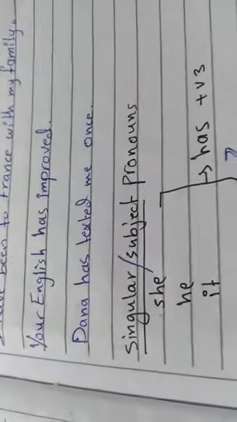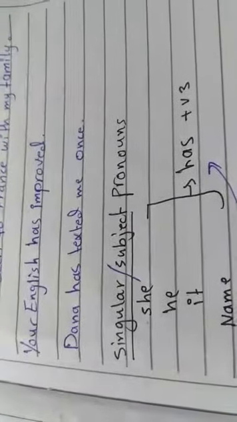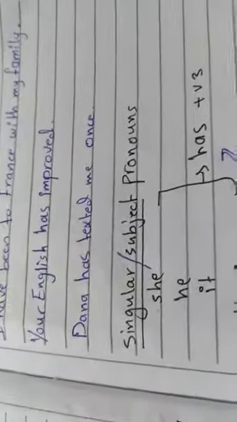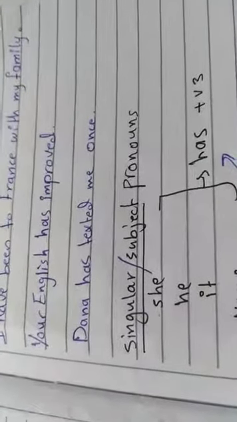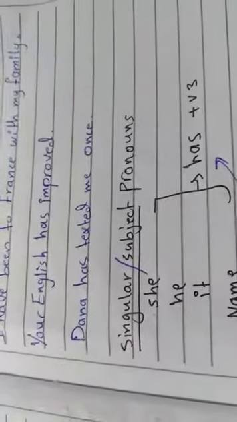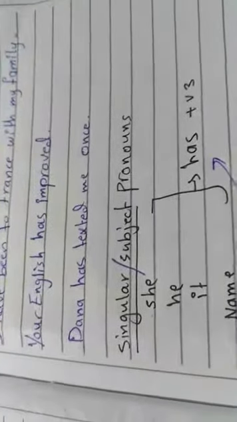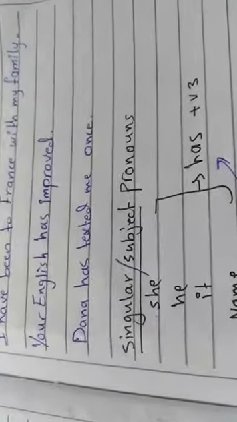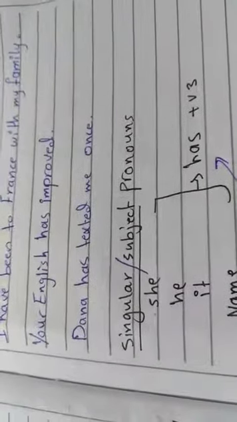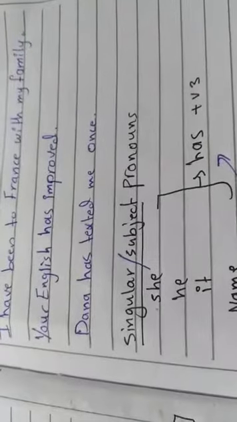And the last example that we have: Dana has texted me once. Also I didn't mention the time. I didn't say when Dana texted me; I said how many times Dana texted me: once, only once. So I didn't mention the time. I repeated it again and again: these two cases are very important.